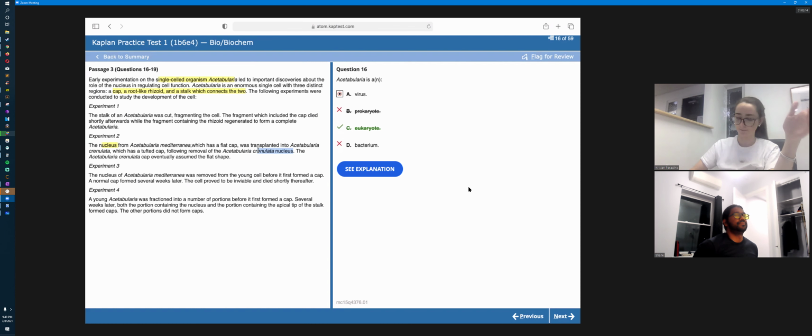Because experiment 3 says that without a nucleus, a cap can still form, but it's just a normal cap. So now it seems like the nucleus has an effect on the actual shape of the cap, as well as the viability of the cell, and that's why without the nucleus, the cell died.